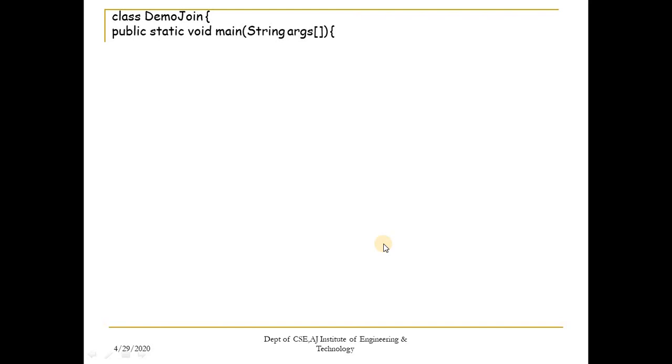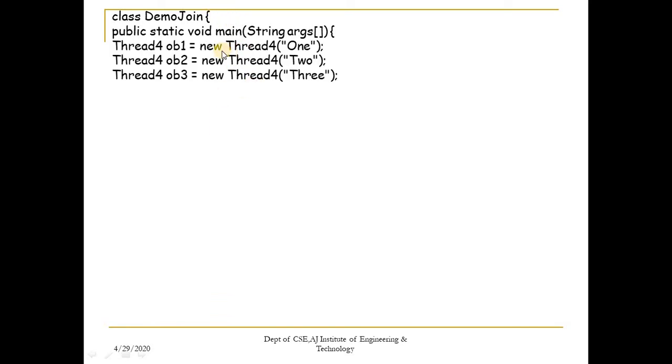Let us see the main method. The main method is defined inside the class DemoJoin. So here we are creating 3 objects of the Thread4 class. We are calling the Thread4 constructor over here with 3 parameters, 1, 2 and 3. So in other words, here we are creating 3 child threads, correct?